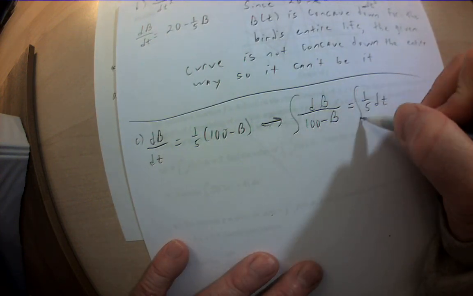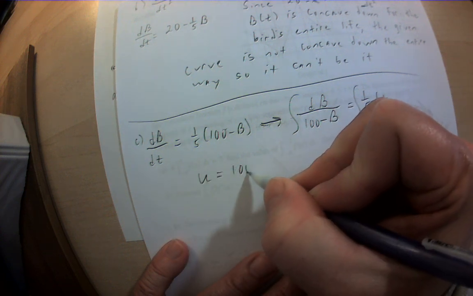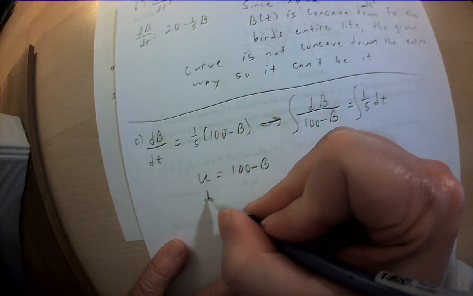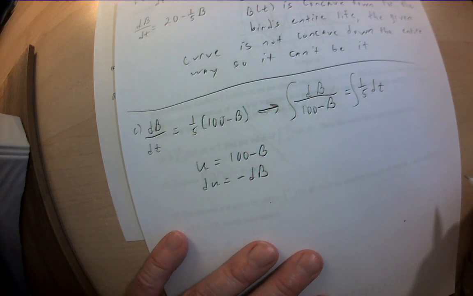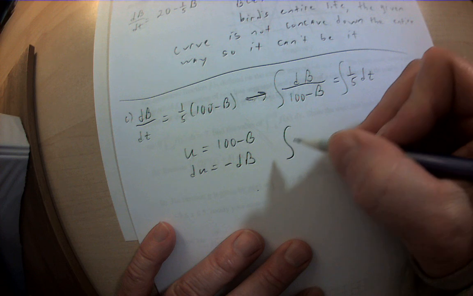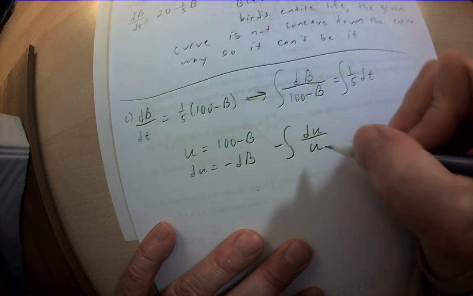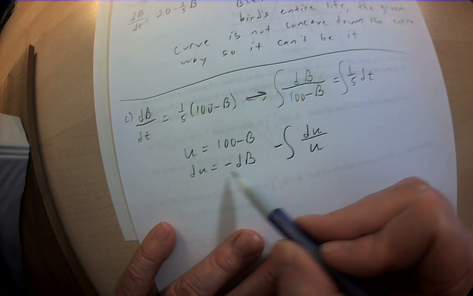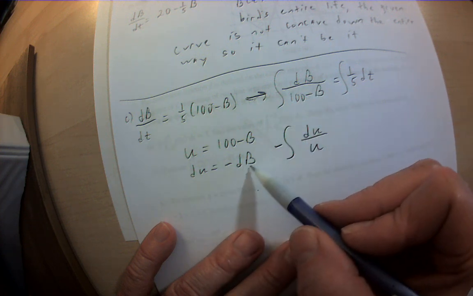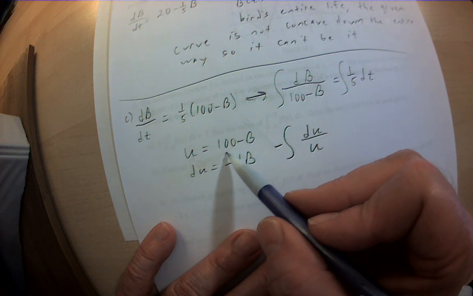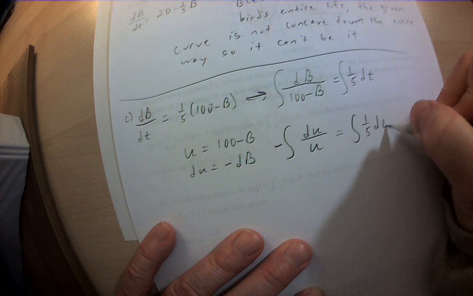I'm going to integrate both sides. So I'm going to make u equal to 100 minus b. So du is going to be negative db. Now, given that, I'm going to get negative du over u. Again, db is negative du. That's where that comes from. This equals the integral of 1/5 dt.